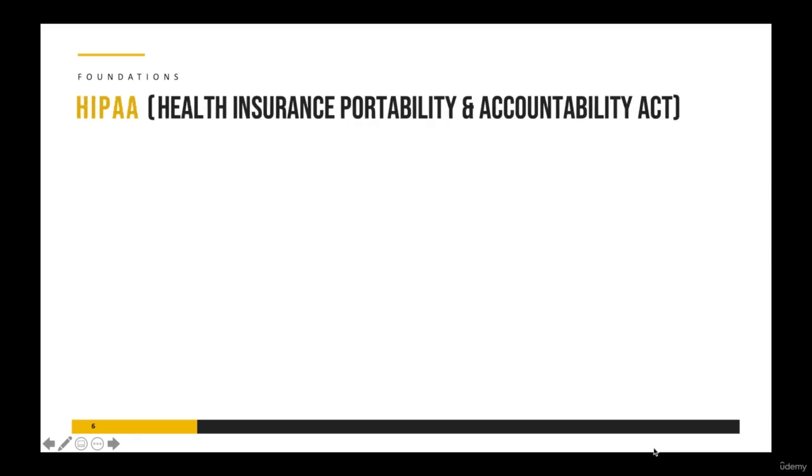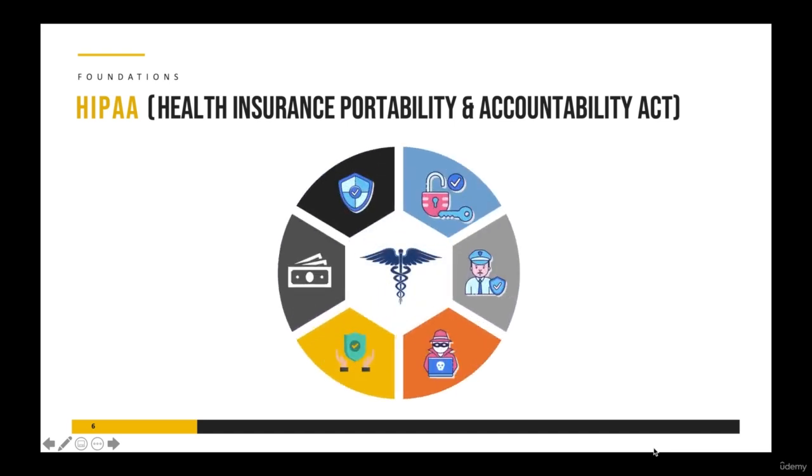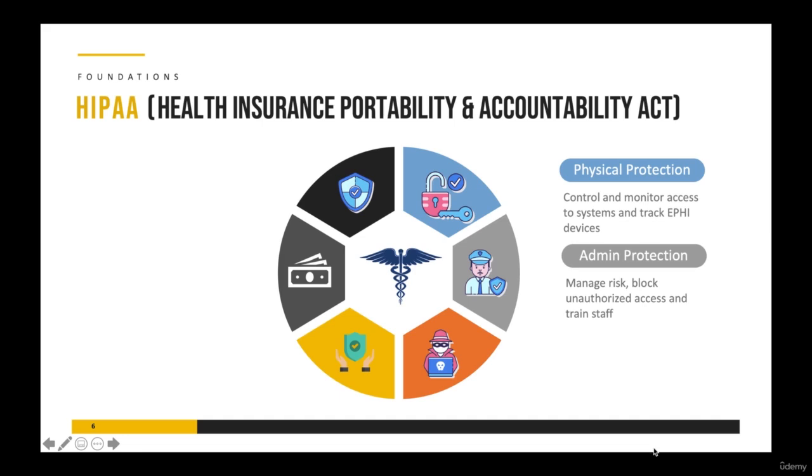So next is HIPAA, Health Insurance Portability and Accountability Act. And here are the salient features of HIPAA. The first one is physical protection. Companies must control and monitor access to systems and track electronic personal health information devices. The second one is admin protection. Companies must manage risk. They must block unauthorized access and train staff in order to do so.